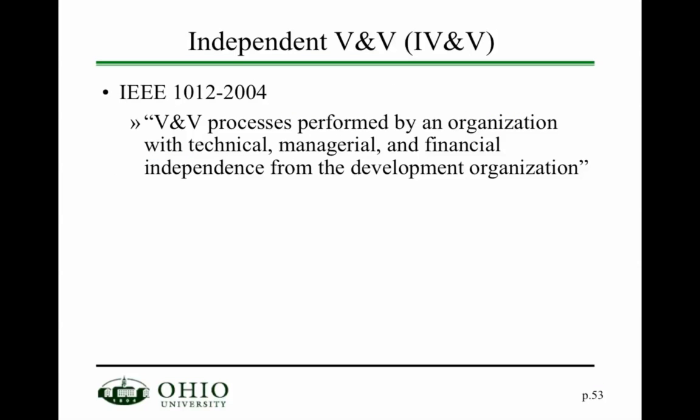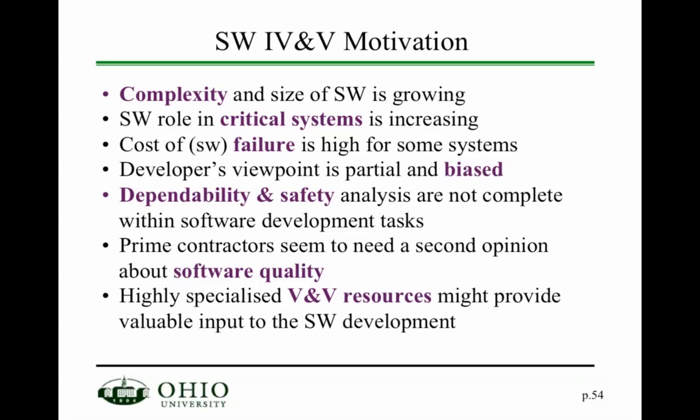Now, what you see in industry quite a lot nowadays is this thing called independent V&V, independent verification and validation. It really just means that if you design a system and implement it, the verification and validation activities are performed by an organization that has technical, managerial, and financial independence from the organization that develops it. For software, more and more companies are doing the independent verification and validation aspects of a particular project.